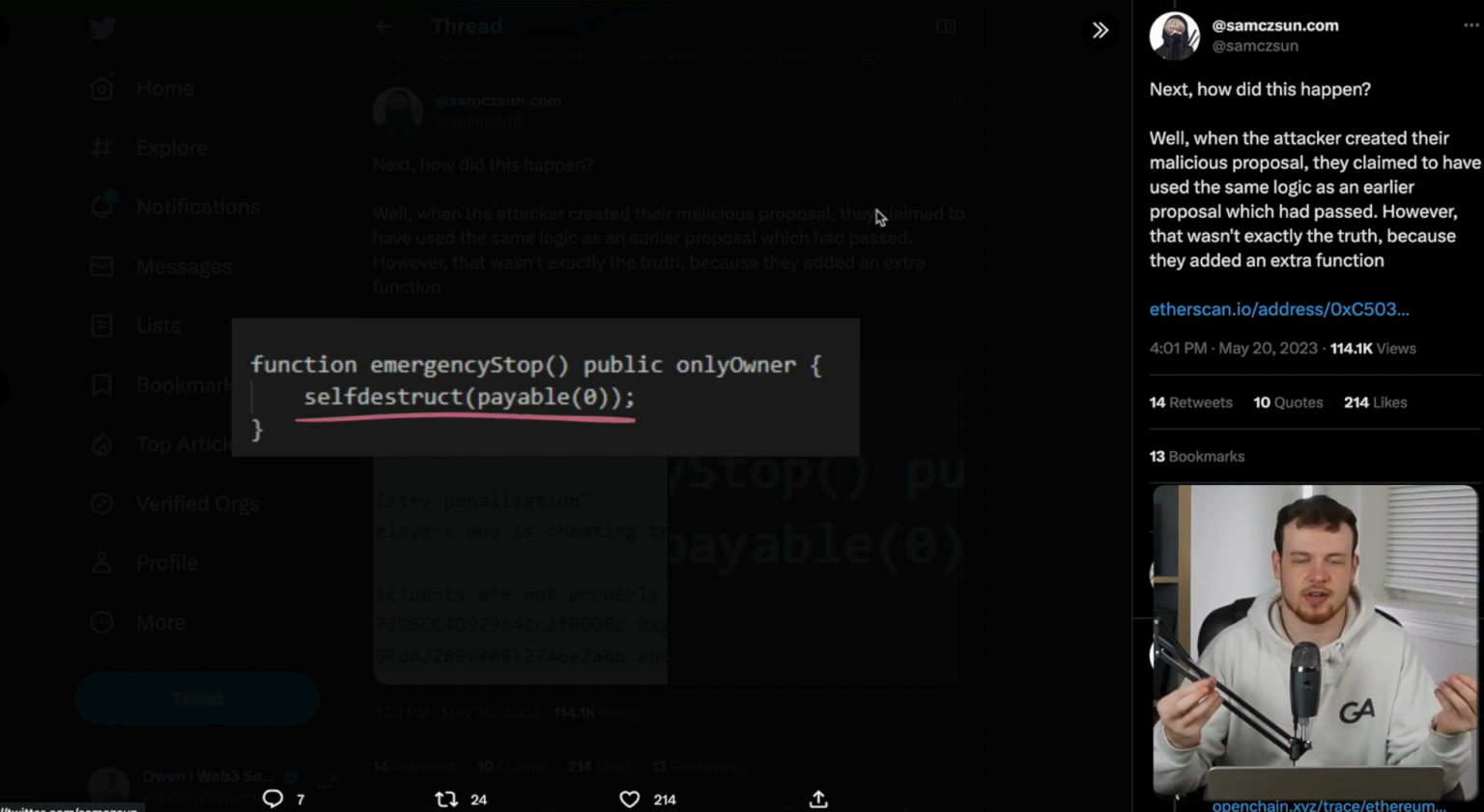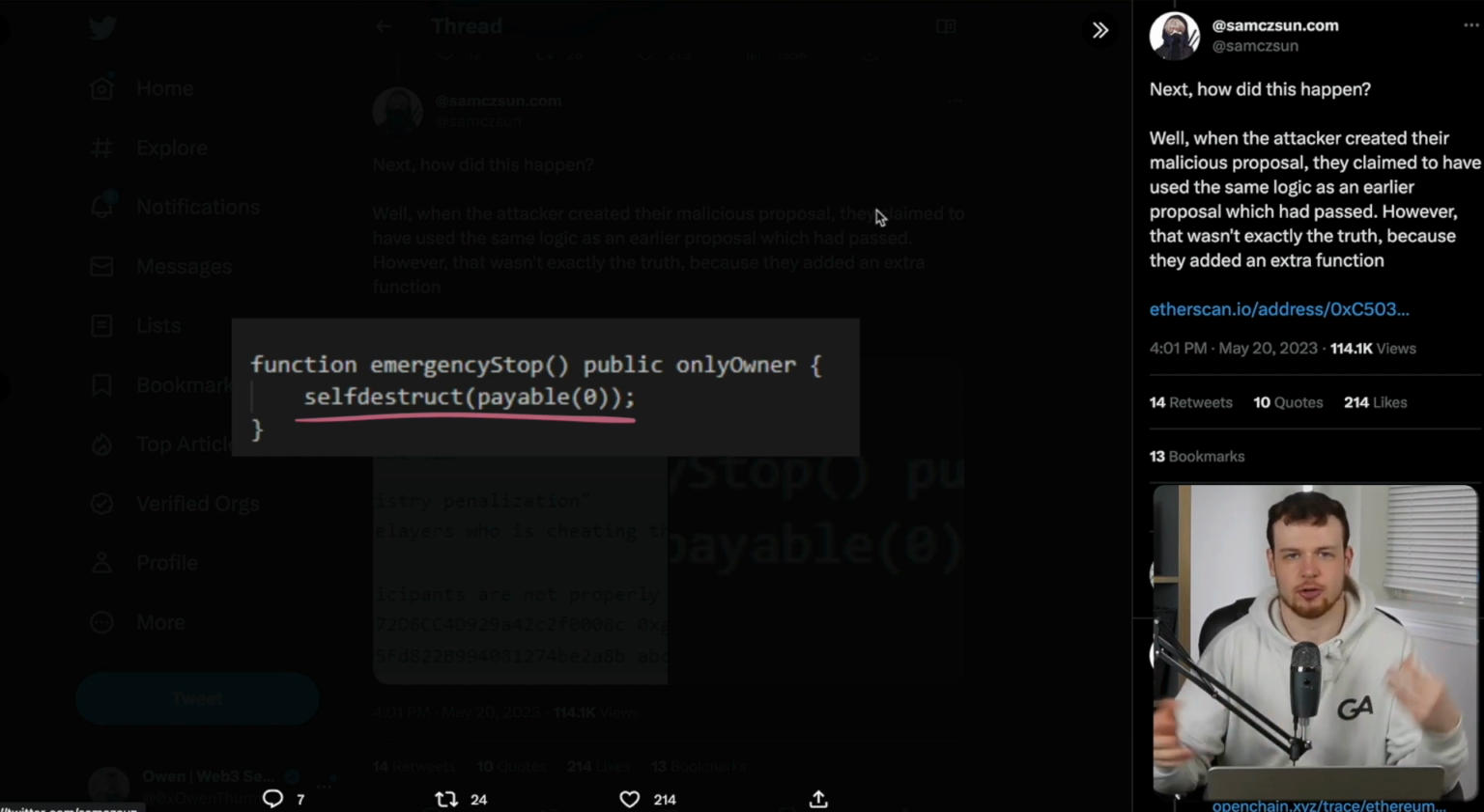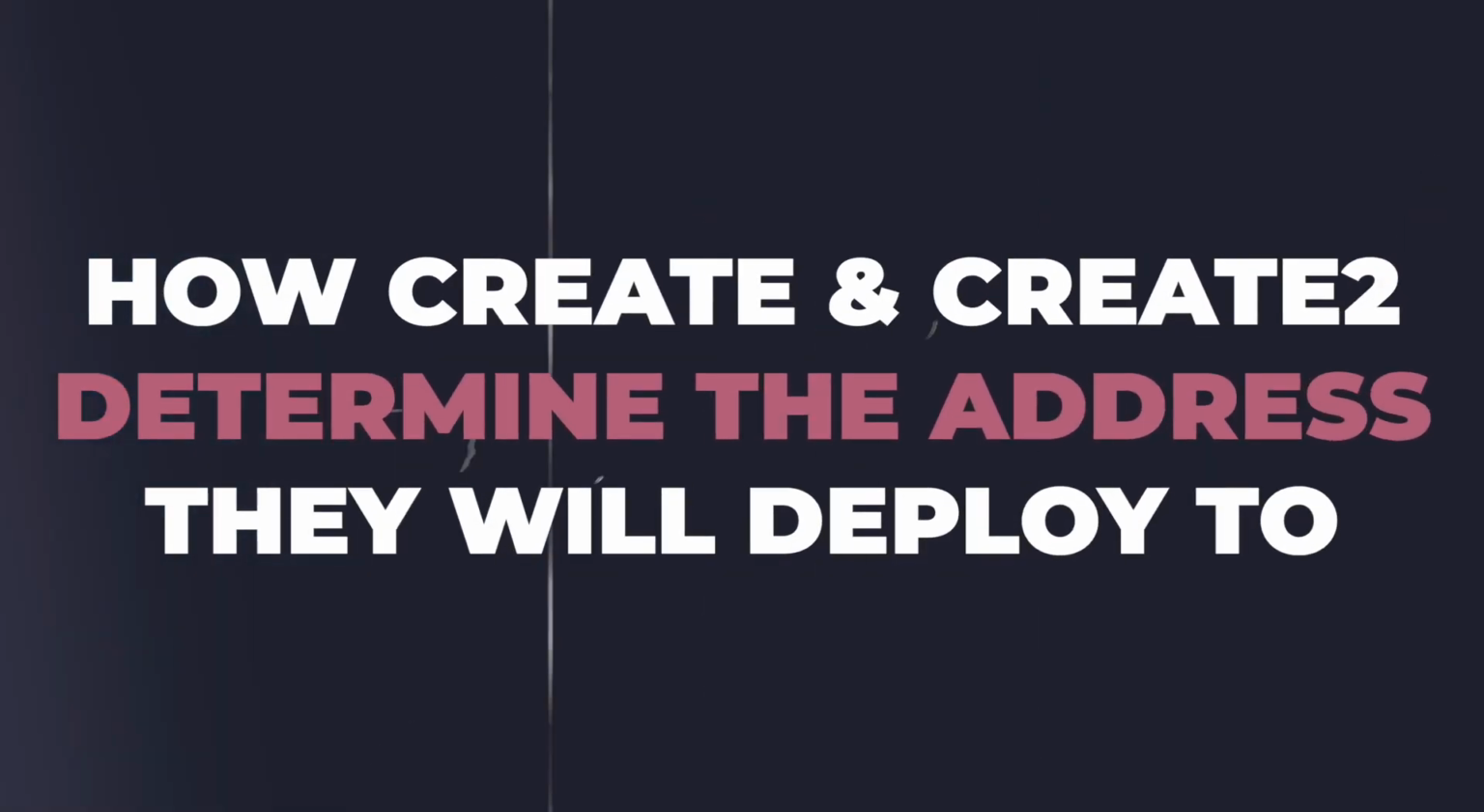But we need to understand exactly how just having a self-destruct here and then being able to call it actually opens up the system to have one of these metamorphic contracts. So before we understand how metamorphic contracts work, we'll first want to understand how the create and create2 opcodes determine the address that the newly created contract will be deployed to.